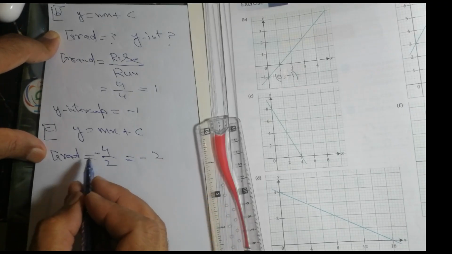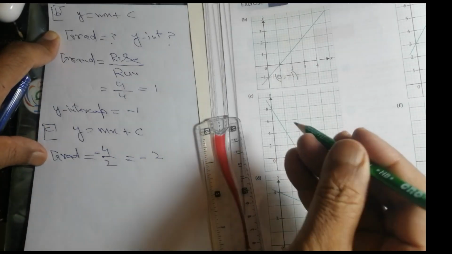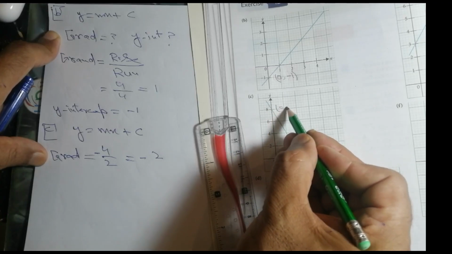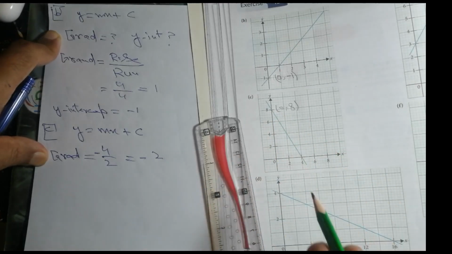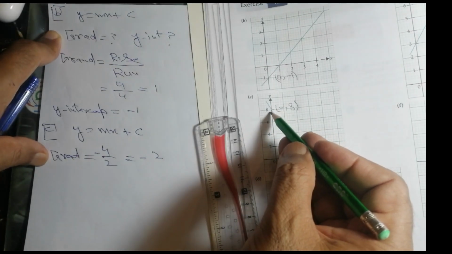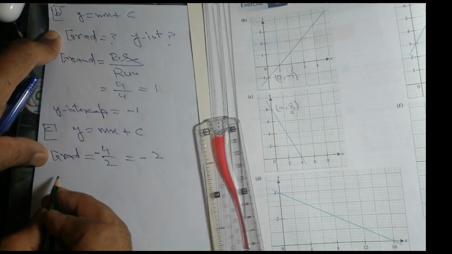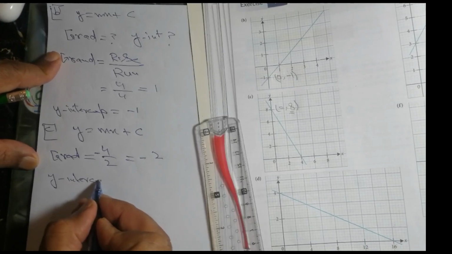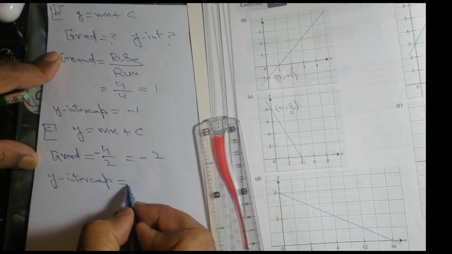And what about the y-intercept? See on the y-axis, for this point x is 0 and y coordinate 8, it is intersecting the y-axis at 0, 8. So this will be the y-intercept. y-intercept is equal to 8.